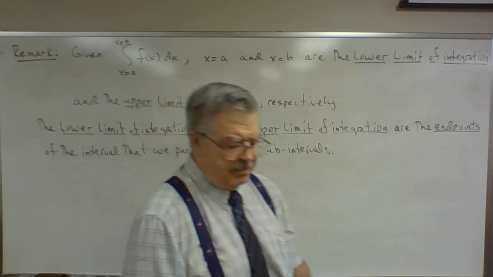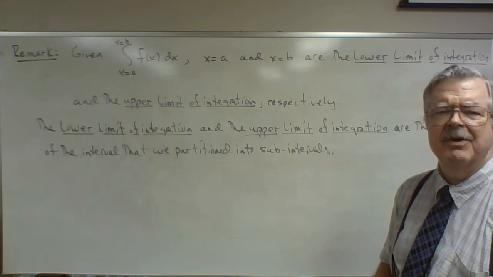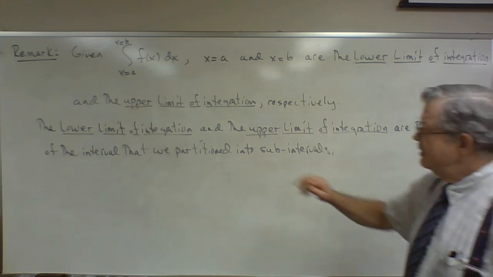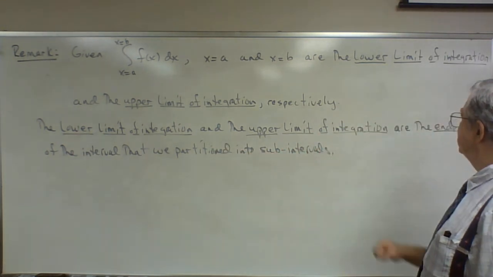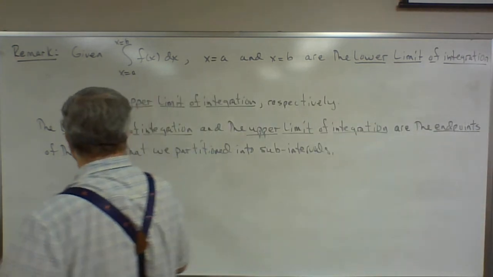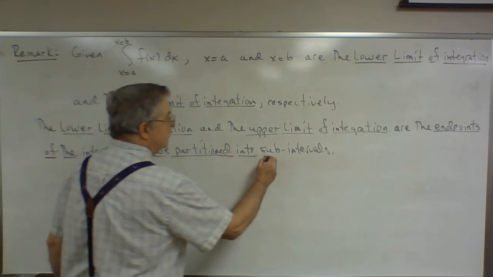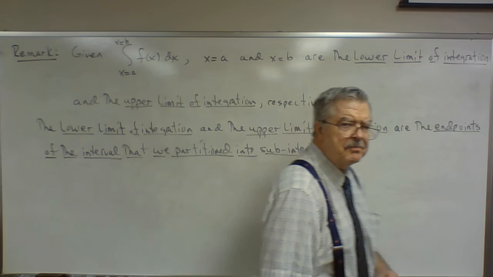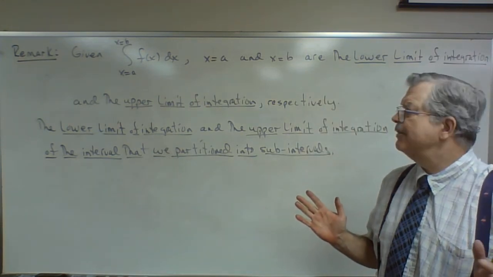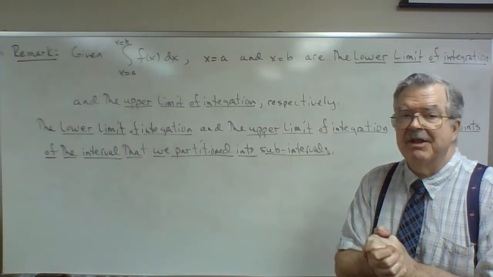Remember early on we took the interval from a to b and we partitioned it into subintervals of width delta x. The lower limit of integration and the upper limit of integration are the endpoints of the interval that we partitioned into subintervals. Now, for an area problem, that just means that they're the endpoints of the interval that's spanned by the region whose area we're computing.